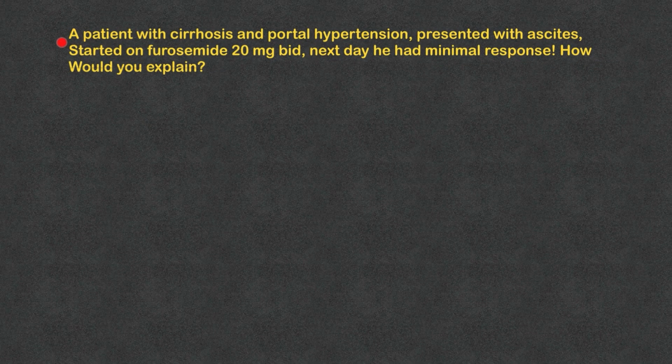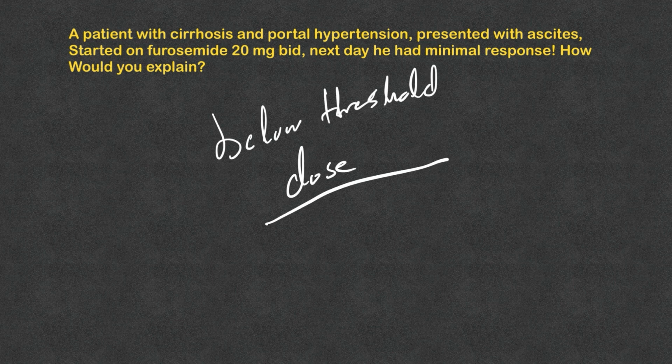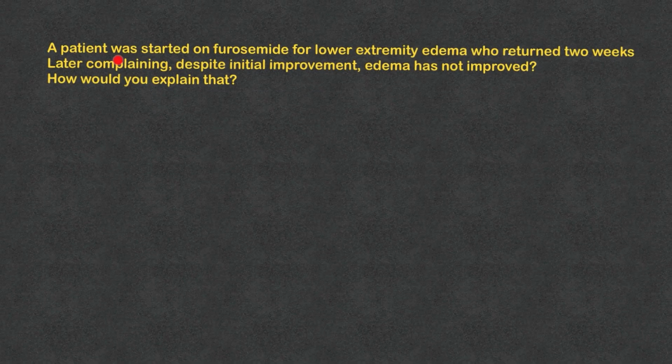Let's have another question. A patient with cirrhosis and portal hypertension presented with ascites, started on furosemide 20 milligram BID. Next day, he had minimal response. How would you explain this? This dose is below the threshold dose, and that's why you have minimal diuresis. You need to start at the threshold dose, which is 40 milligram once or twice daily, to start seeing an effective diuresis.